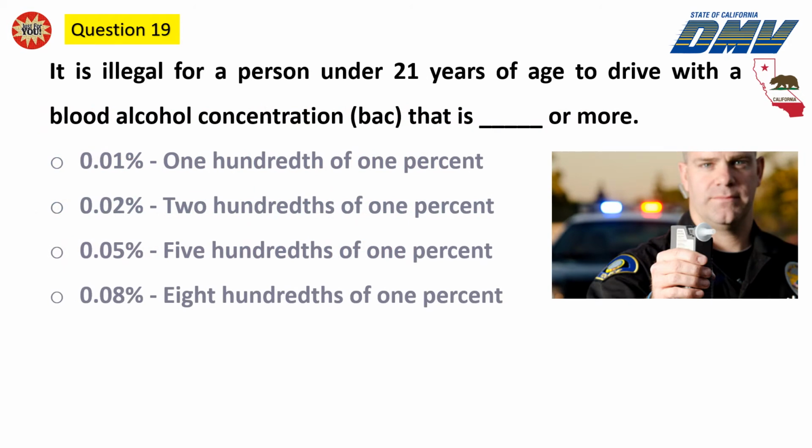Question 19. It is illegal for a person under 21 years of age to drive with a blood alcohol concentration, BAC, that is 0.01%, 1/100th of 1%, 0.02%, 2/100ths of 1%, 0.05%, 5/100ths of 1%, 0.08%, 8/100ths of 1% or more.